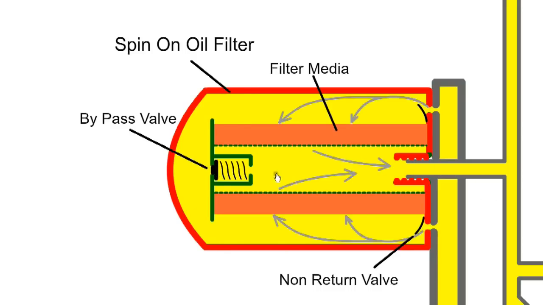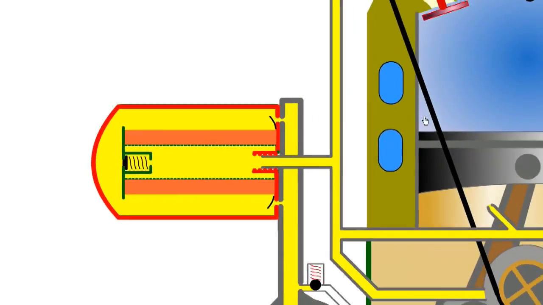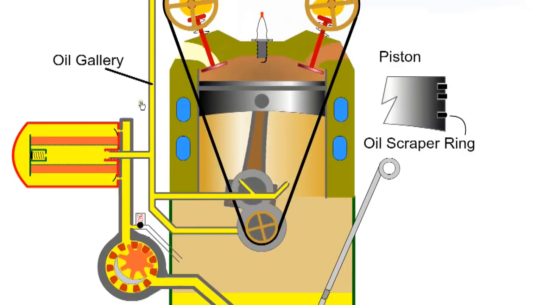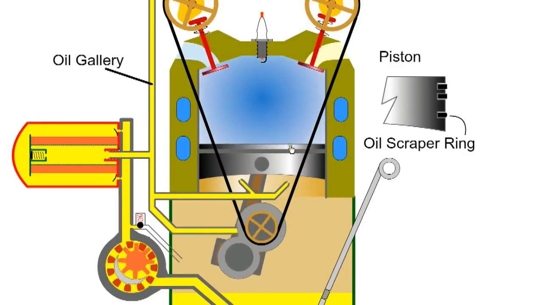A non-return valve or flap prevents the oil draining back to the sump when the oil pump is stopped and ensures an immediate supply of oil when the engine is started. The pump forces oil through the oil filter to the galleries and passages, which then distribute it to the crankshaft, connecting rod bearings and cylinder wall.